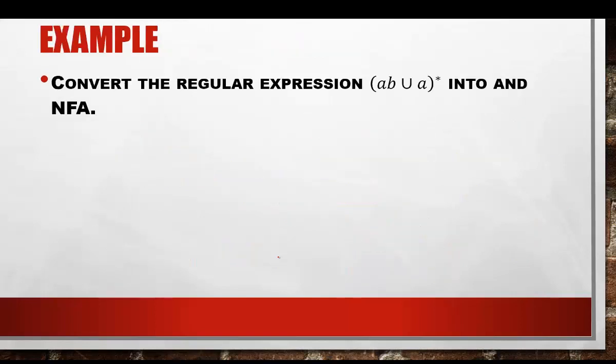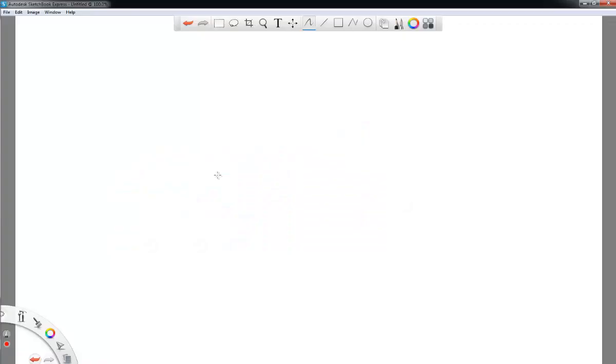So let's take a look at an example. I would like to now utilize the proof of theorem 1.54 to construct an NFA that recognizes this regular expression, AB union with A star. Okay? So how are we going to do that? So this is my regular expression. The regular expression R is parentheses A B union A star.